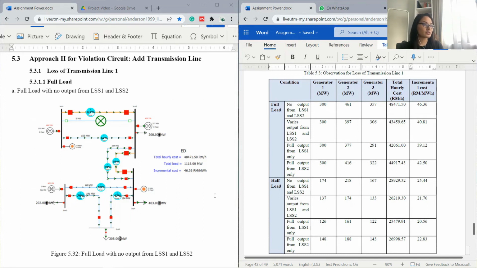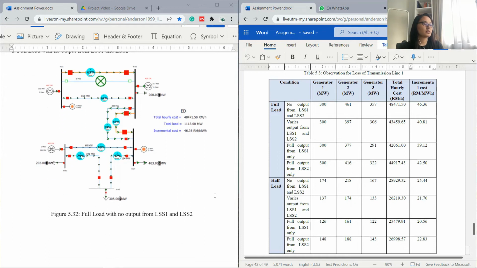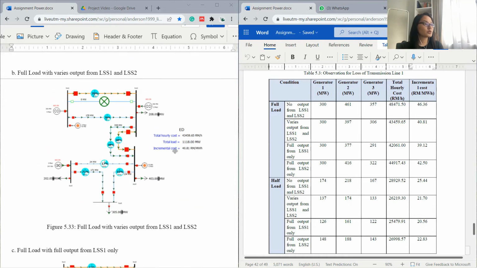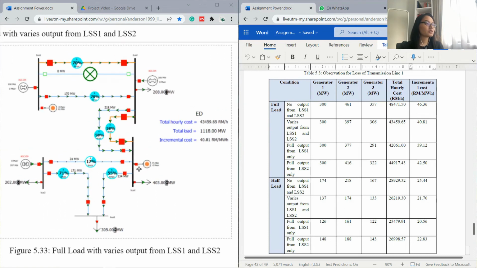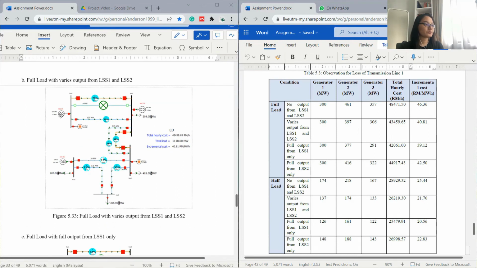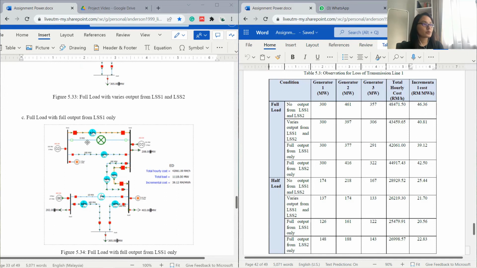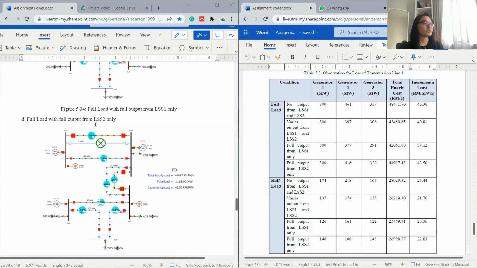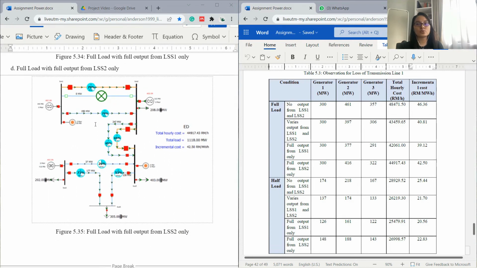This is the result. This one is the full load with various output from LS1, where we set here the LS1 to be 75 megawatt, while the LS2 is 40 megawatt. This is the full load with full output from LS1 only. Well, this one is from LSS2 only.